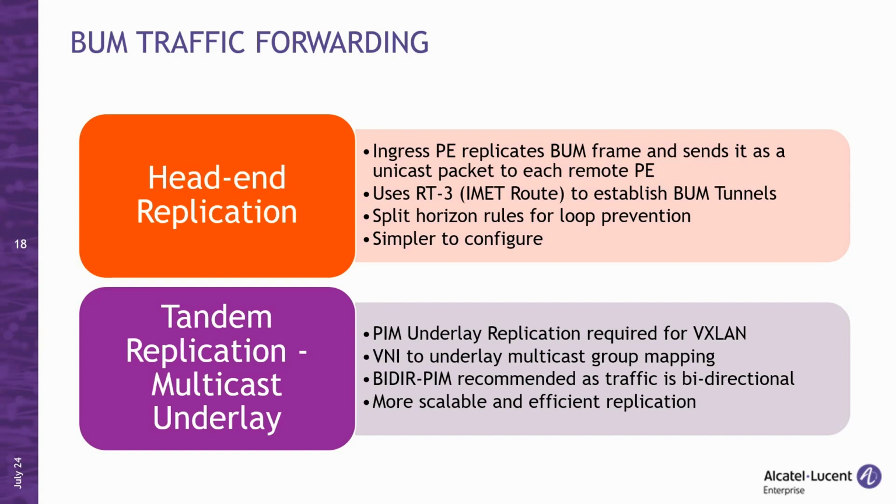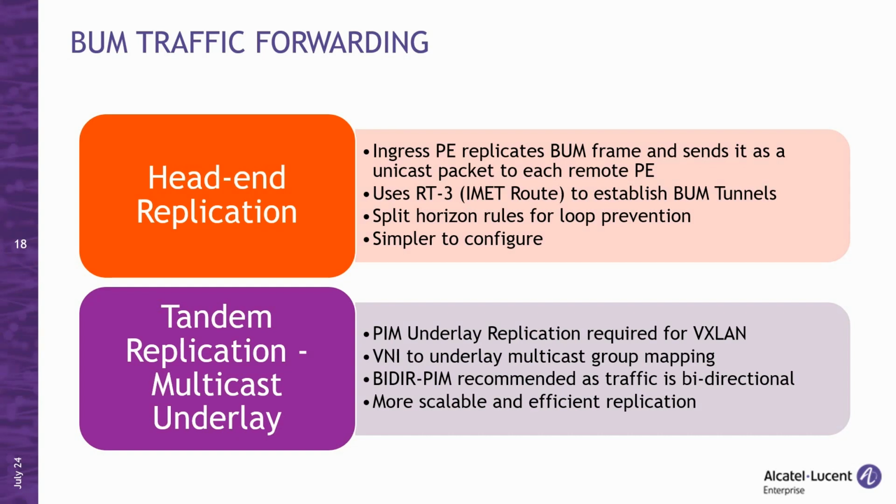So layer 2 BUM traffic can be flooded in two ways in a VXLAN fabric. The first one is head-end replication using EVPN route type 3, which is also called ingress replication. The ingress PE will replicate the frame per each interested remote PE and will send this traffic as unicast. So route type 3 is used to establish the ingress replication list or BUM tunnels. Head-end replication is very simple to configure, and it already has inbuilt loop prevention features such as split horizon.